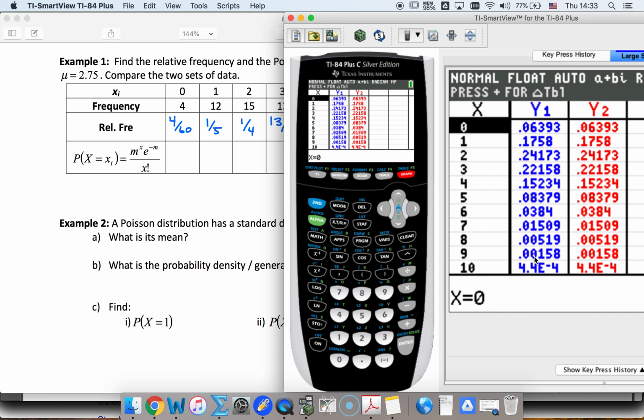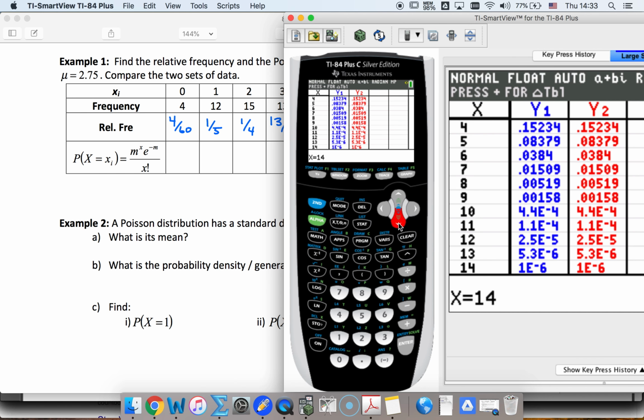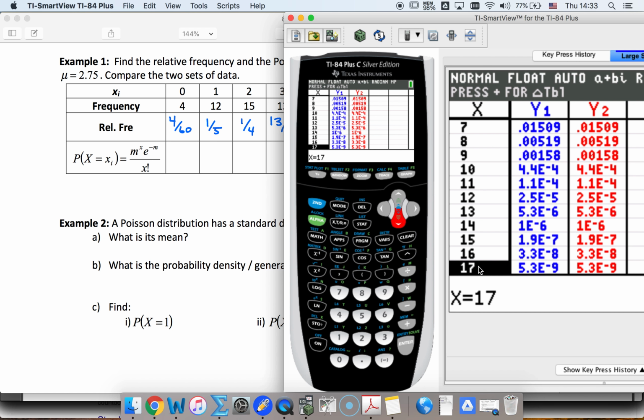So here I've got 0.001, down here 0.0004, and we can see as we increase that our values are getting closer and closer to 0. These outcomes are becoming less and less likely, and we know that's true because 17 is really far away from our mean of 2.75.